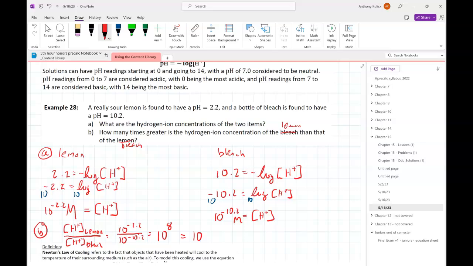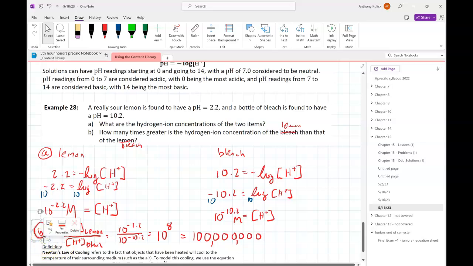Yes, Ava, of course, yes. Oops, I think I counted one too many there. So just 100 million times more acidic. Whoa, that's a lot.